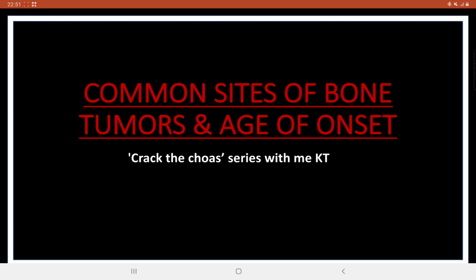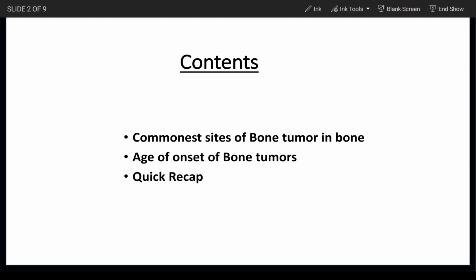In today's session, we will be seeing about the common sites of bone tumor and the age of onset. First, we'll see the common sites of bone tumor and then we'll move on to age of onset of the tumor. At last, a quick recap.